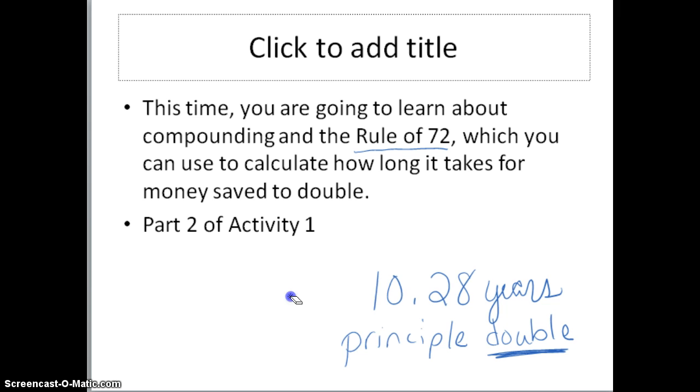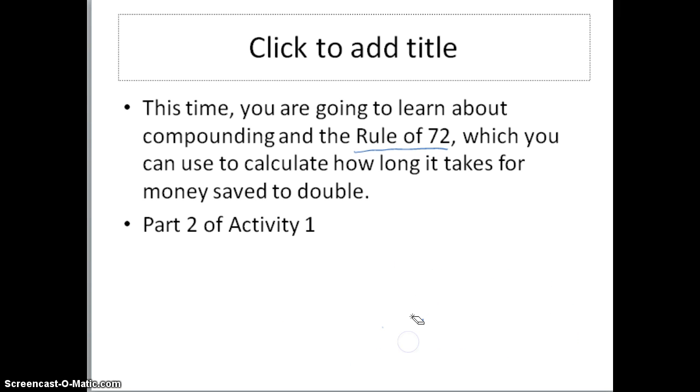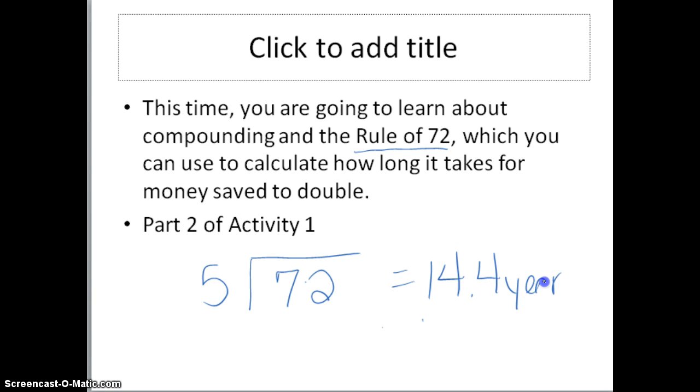The rule of 72 is used to see how long it would take for your principal to double in an account with different interest rates. If I have an account that offers 5% interest, I would do 72 divided by 5, which is 14.4 years. It would take 14.4 years for my principal to double, no matter how much money that is for the principal.